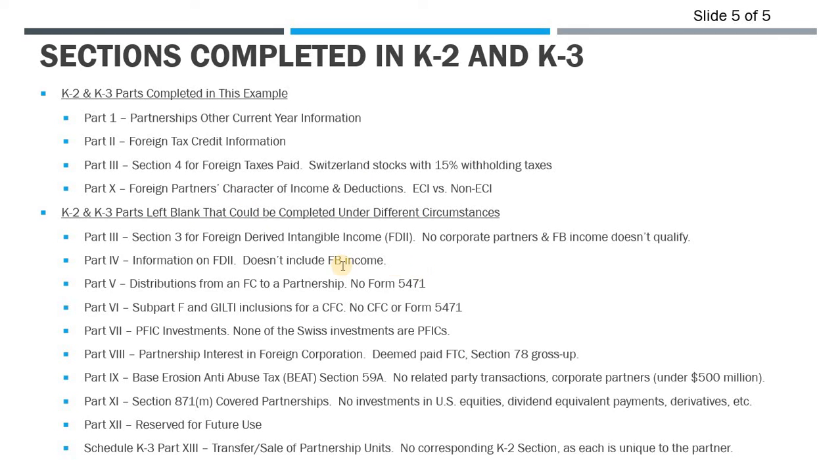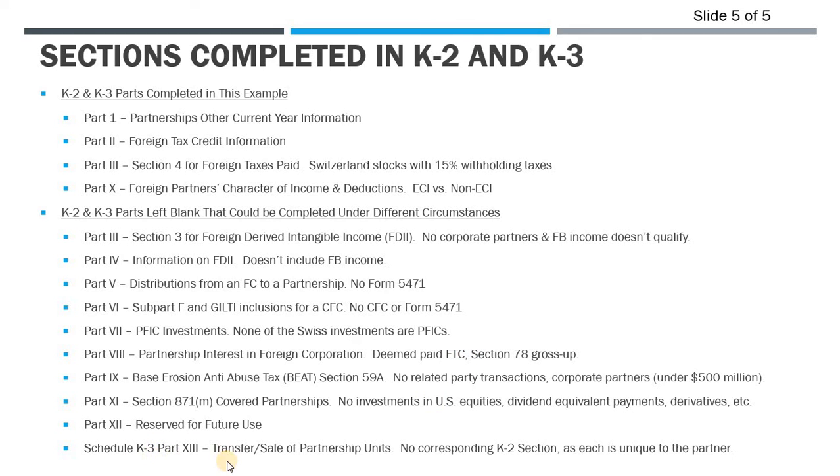And then the parts that are not being completed here. So these are the parts that we don't need for a variety of reasons, right? So for example, Part 6, Subpart F and GILTI inclusions, we don't have any CFCs, right? Remember, we don't have any PFICs in Part 7. We don't have any CFCs, so Subpart F or GILTI is a non-issue. We don't have an FDAP, not a covered partnership because we don't have any dividend equivalent payments or any kind of unique financial products that we're issuing.